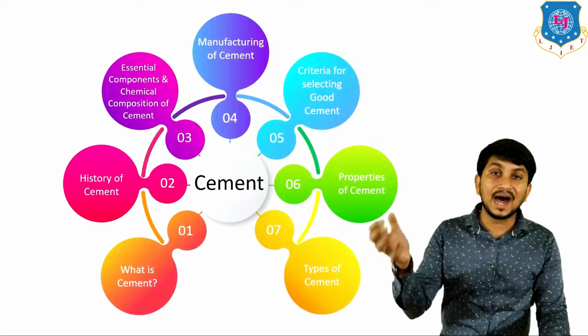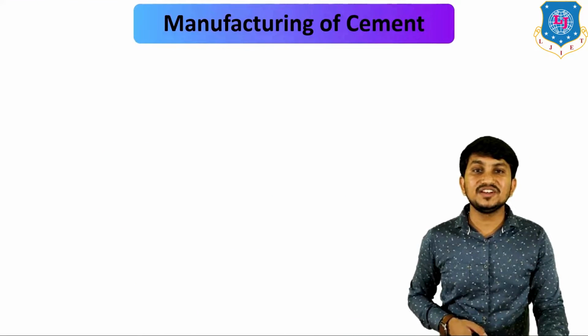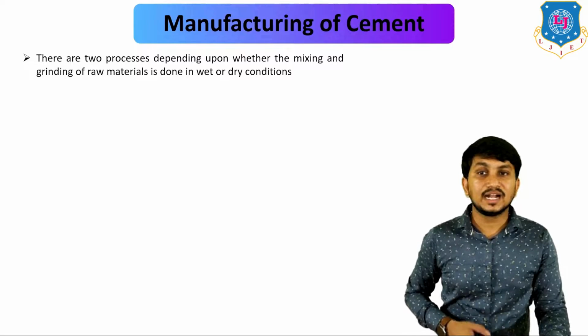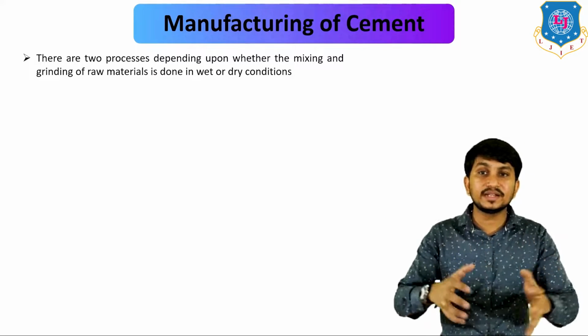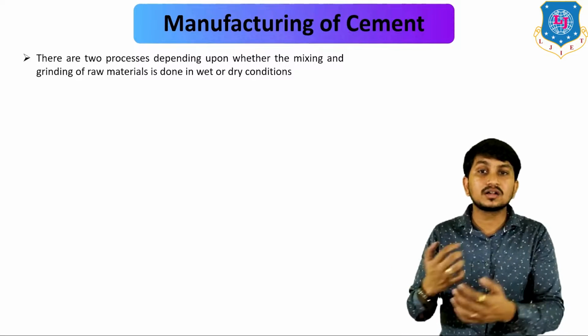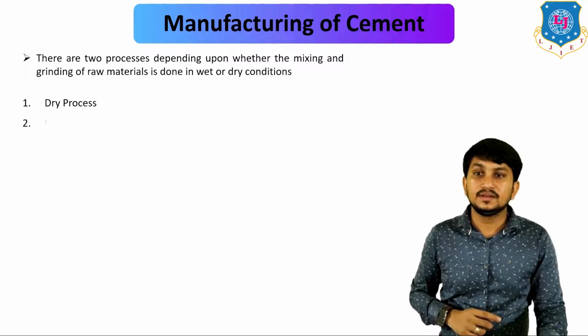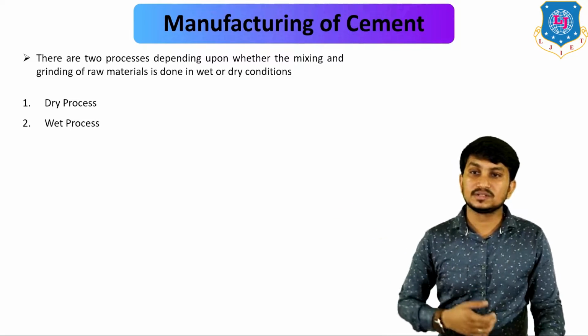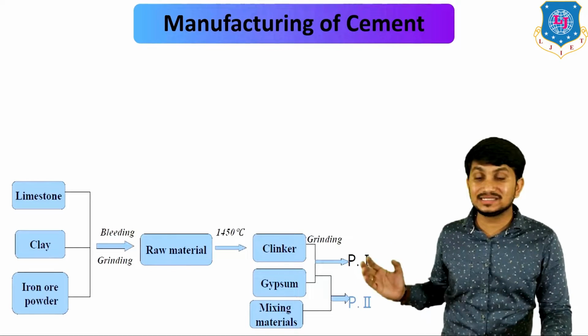Now let's discuss how this cement is manufactured. There are two processes, depending upon whether the mixing and grinding of raw materials is done in wet or dry conditions. First is the dry process and second is the wet process. The schematic diagram of manufacturing of cement looks like this.